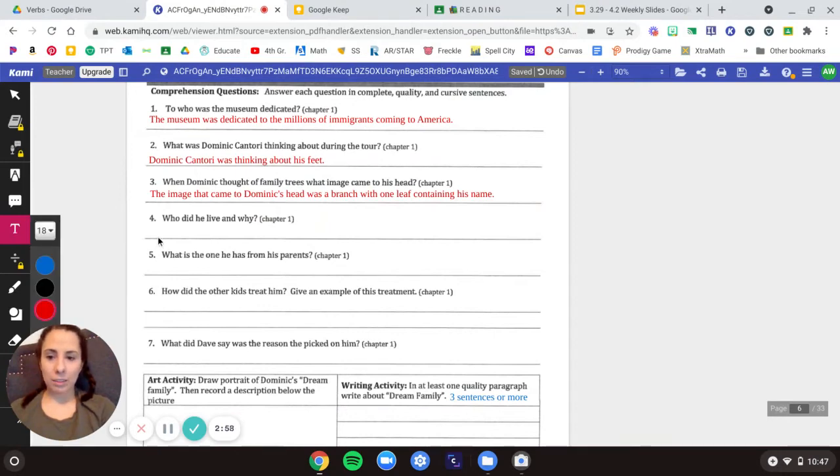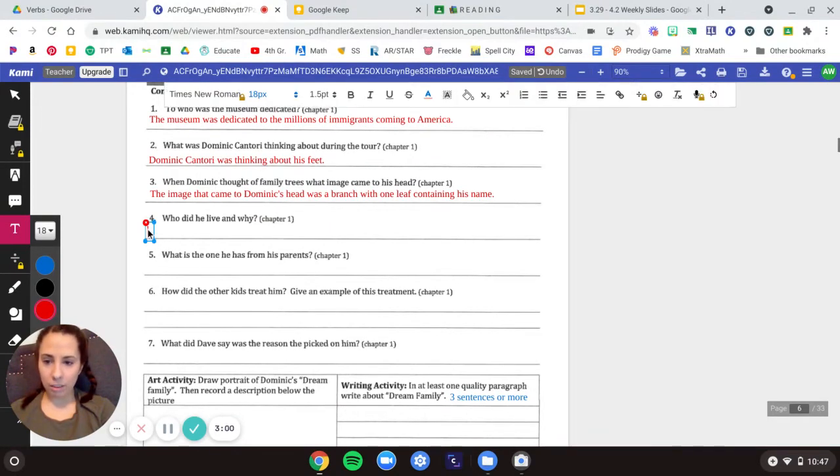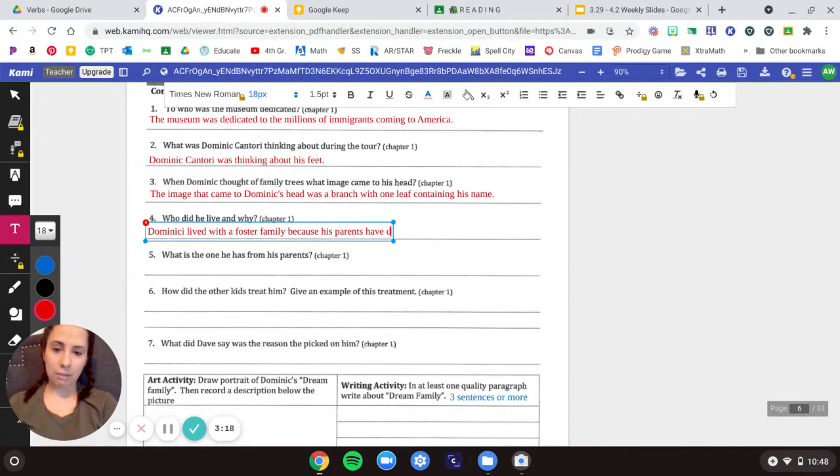All right. Who did he live with and why? I think that one was saying, who did he live with and why? So Dominic lived with a foster family because his parents have died. Helping verb there, have died.